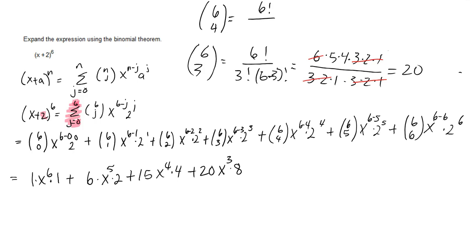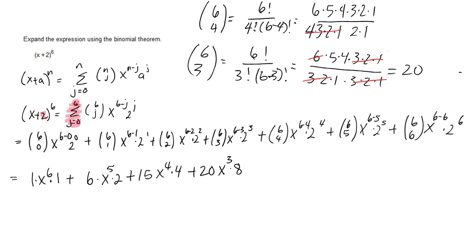That's 6 factorial divided by 4 factorial times 6 minus 4 factorial. 6 factorial is 6 times 5 times 4 times 3 times 2 times 1. 4 factorial is 4 times 3 times 2 times 1. 6 minus 4 is 2 factorial, and that's 2 times 1.